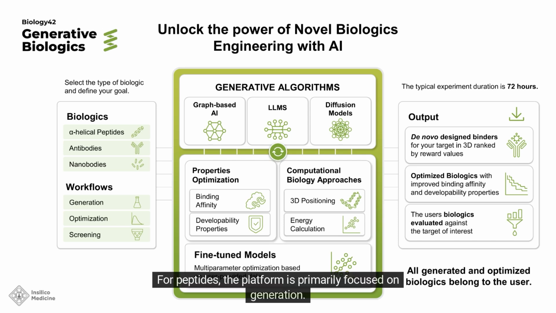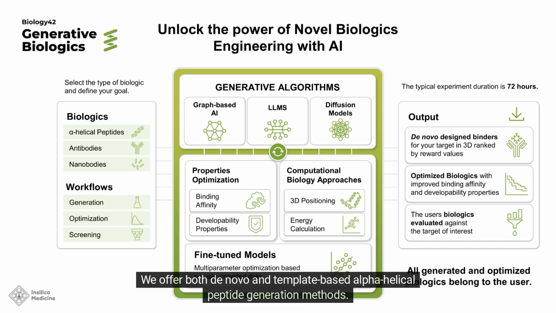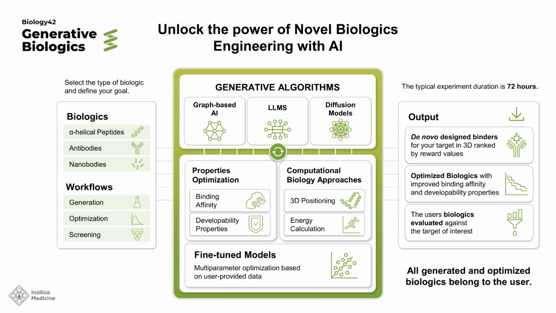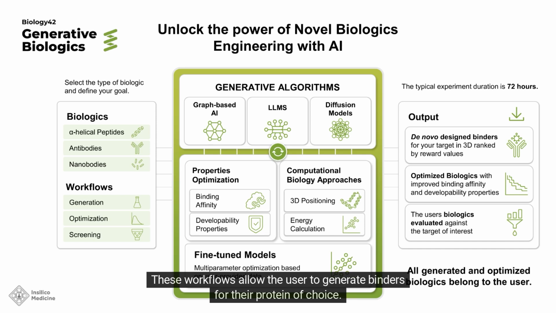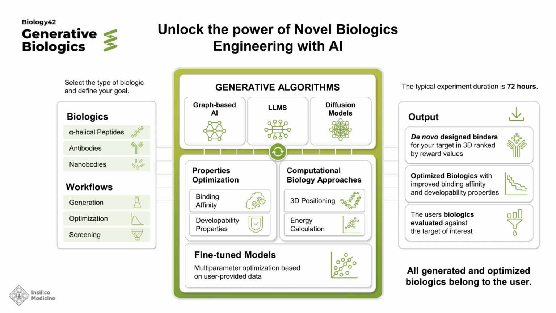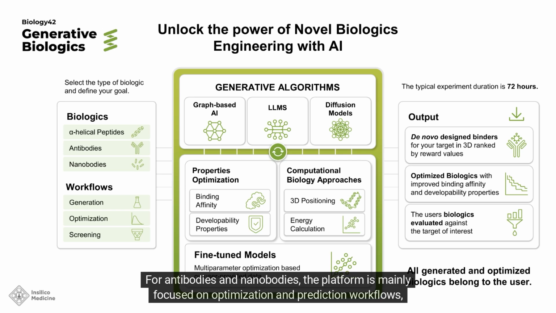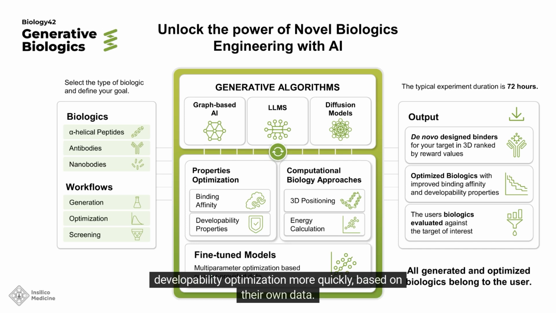For peptides, the platform is primarily focused on generation. We offer both de novo and template-based alpha helical peptide generation methods. These workflows allow the user to generate binders for their protein of choice. For antibodies and nanobodies, the platform is mainly focused on optimization and prediction workflows, enabling the user to select better biologics for further experiments and to perform affinity maturation and developability optimization more quickly, based on their own data. The generation of initial antibody and nanobody binders is also available.